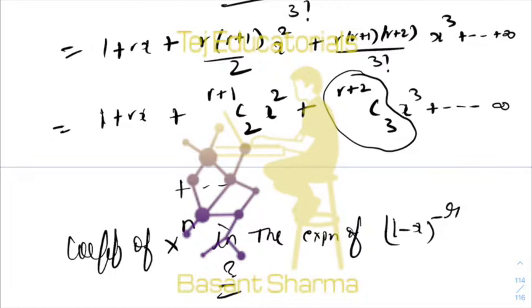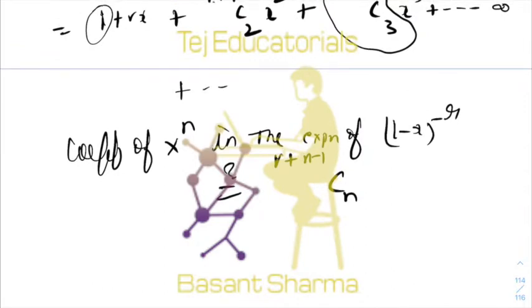Well, you see, the coefficient of x to the power 0 is 1, coefficient of x to the power 1 is r, for x to the power 2 you have something like r plus 1 c2, for 3 you have r plus 2 c3, for 4 you will have r plus 3 c4. So for x to the power n you should have r plus n minus 1 c n. All right. So this is your coefficient, which is nothing but n plus r minus 1 c n, or this is nothing but n plus r minus 1 c r minus 1.